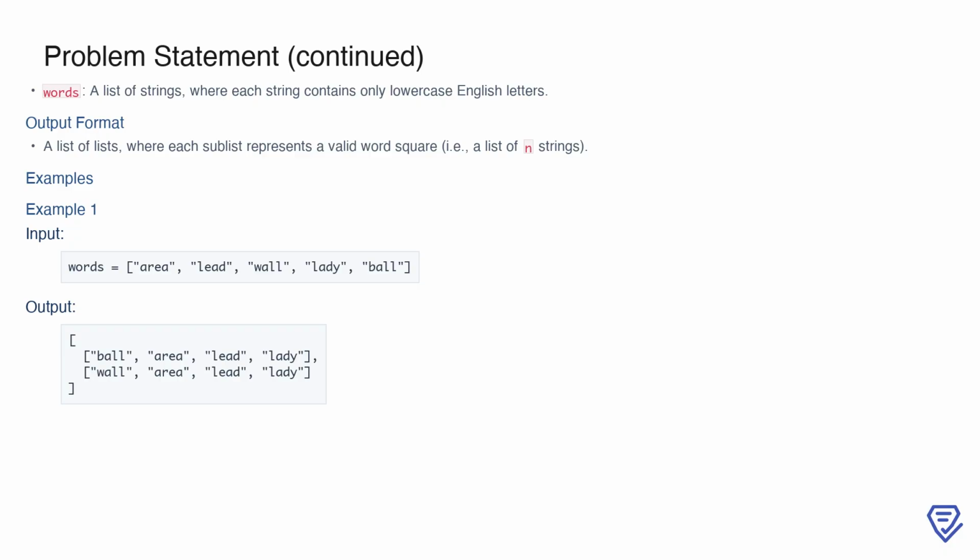Let's look at an example to understand this better. Suppose the input list of words is area, lead, wall, lady, and ball. The output would be a list containing two word squares. The first square uses the words ball, area, lead, and lady, while the second square uses wall, area, lead, and lady. Both grids meet the criteria since their rows and columns form valid words.